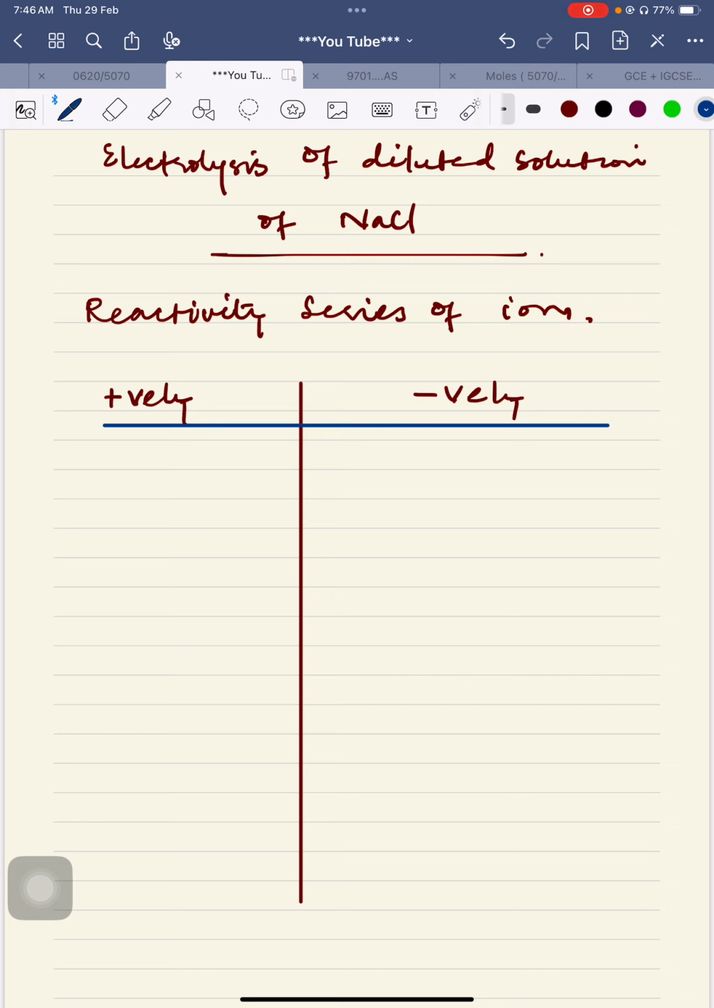So here I'm writing this is sulfate, SO4 2 minus, nitrate, NO3 1 minus, PO4 3 minus is phosphate. Then it is chloride, bromide, and iodide, and then the last one is hydroxide. These are the series of the negatively charged ions.